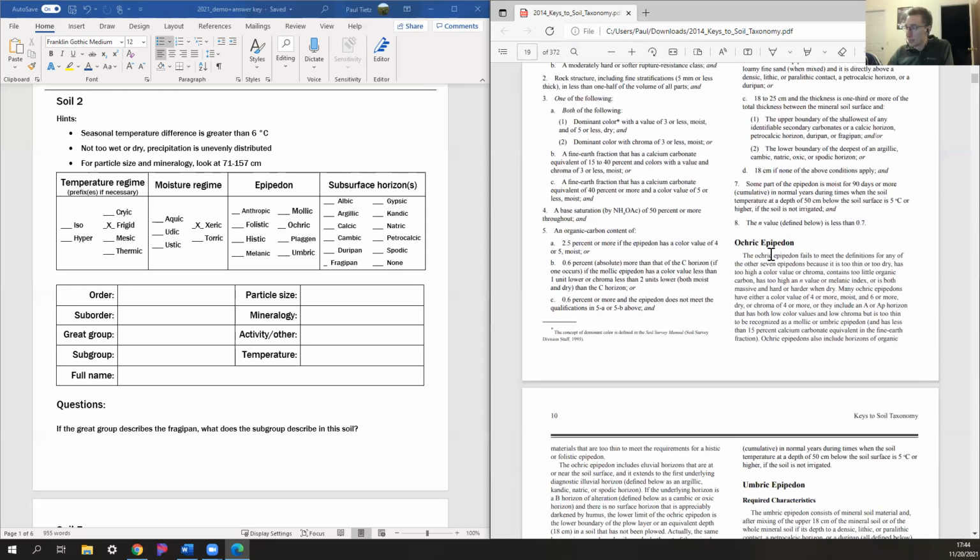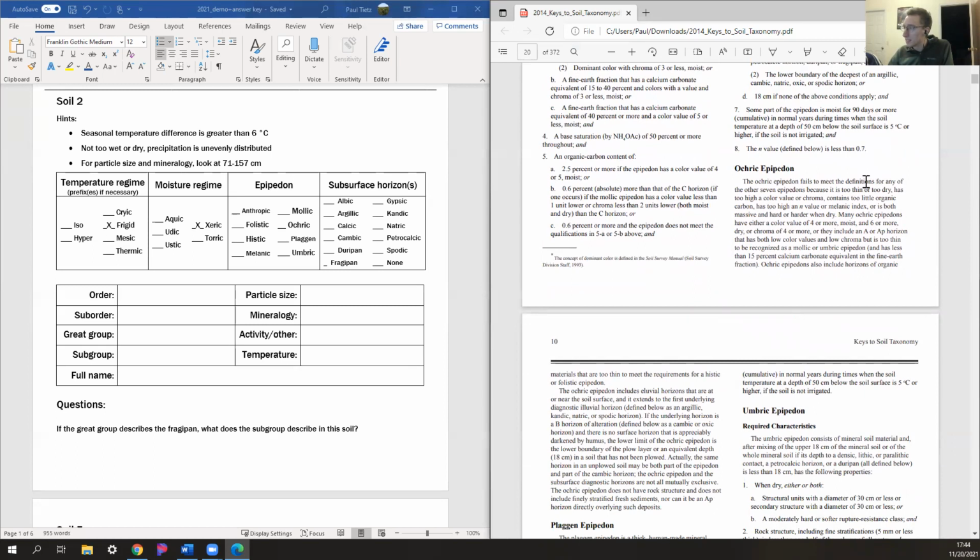That just leaves the ochric. So ochric epipedons fail to meet the definition for any of the other 7 epipedons because it's too thin or dry. The color doesn't match. The organic carbon doesn't match. It's a catch-all. So soils have to have one epipedon. They cannot have more than one. They can have one and only one. So I'm going to put an X right there for ochric right away, where we don't match the color deep enough for molic epipedon.